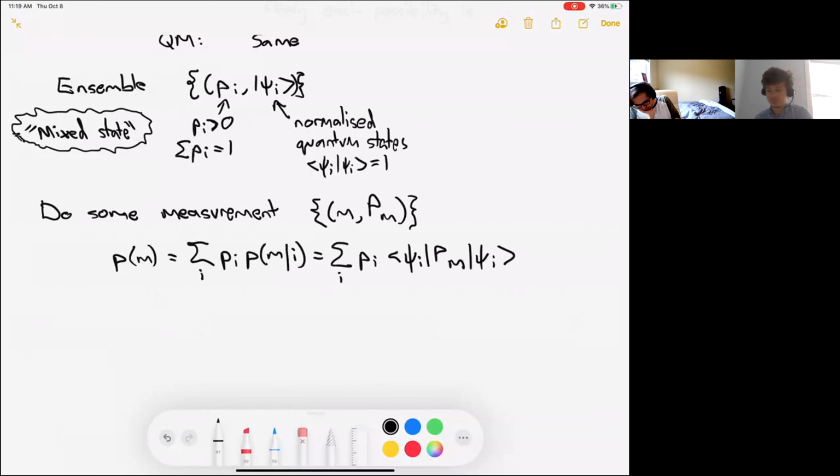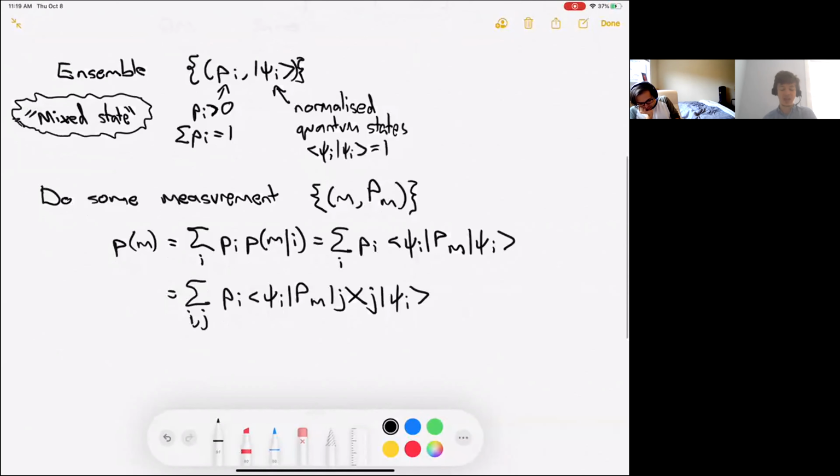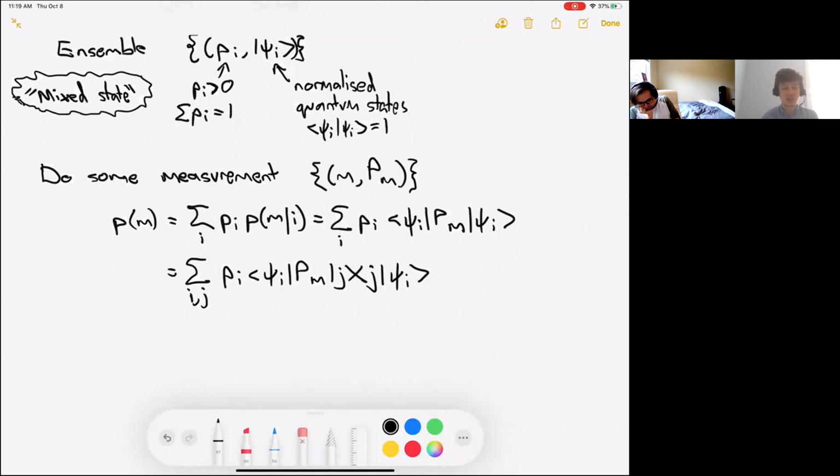Now, here's the slightly clever bit. We can do the following trick. Seems sort of arbitrary and unnecessary, but we can just introduce an identity function into this inner product. I'm going to expand this identity function into an orthonormal basis set of projectors, an orthonormal basis J. So it's exactly the same formula as before. I've just added in this unnecessary sum over J, which is just the identity.